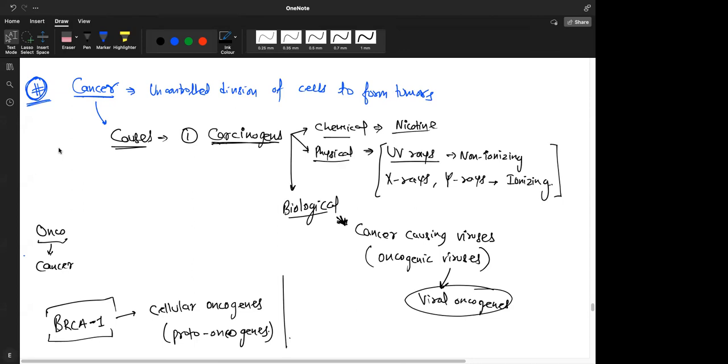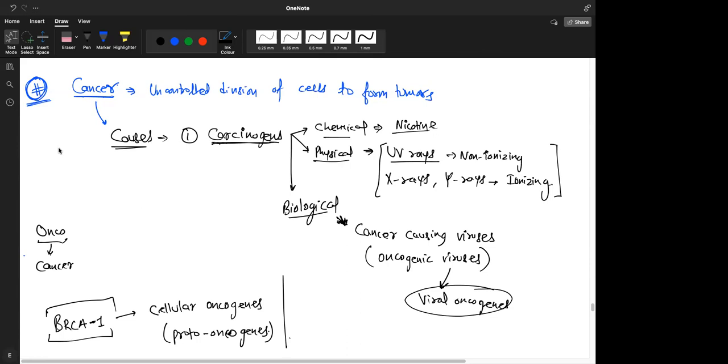There are two types of tumor: benign and malignant. Benign remains confined to its tissue of origin, and it doesn't spread. Whereas malignant is also known as neoplastic. It undergoes mass proliferation and invades and migrates to other tissues, which is known as metastasis or malignancy.